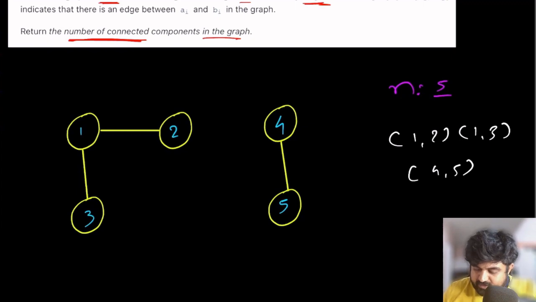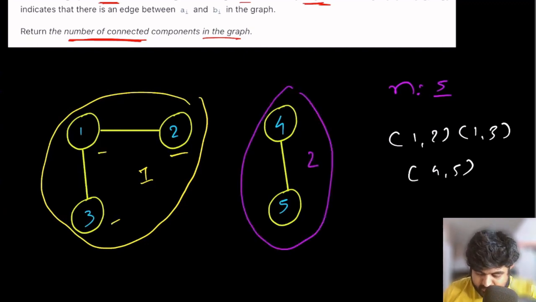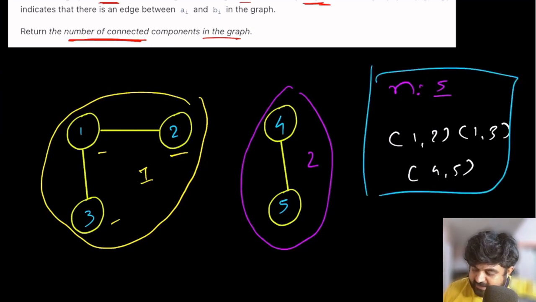Now, based on these two items, we need to define how many connected components exist. In this case, we can see that this is the first connected component because these 3 nodes are connected with each other. And in the same way, this is the second connected component. So in this example, for this given input, there exist 2 connected components, and we need to return 2 as the answer. So this is the whole ask of the problem.